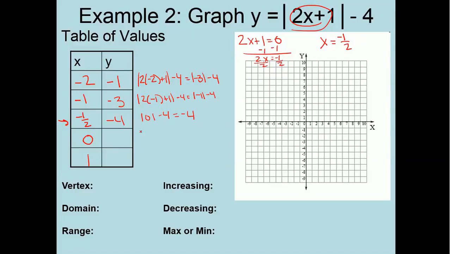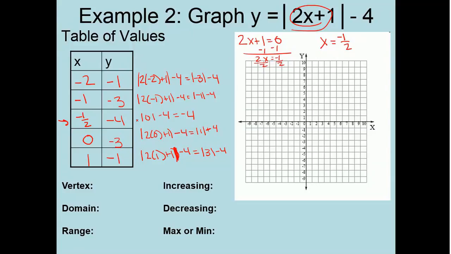Easiest point to fill in. Let's plug in 0. So I get 2 times 0 plus 1 minus 4. So 2 times 0 is 0, so I'm going to get a positive 1 in the absolute value. Oops, that's minus 4. 1 minus 4 is negative 3. Let's plug in 1 now. Oops, that's supposed to be absolute value. 2 times 1 is 2, plus 1 is 3. 3 minus 4, negative 1.